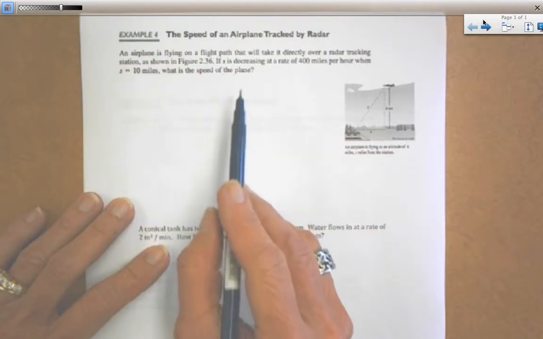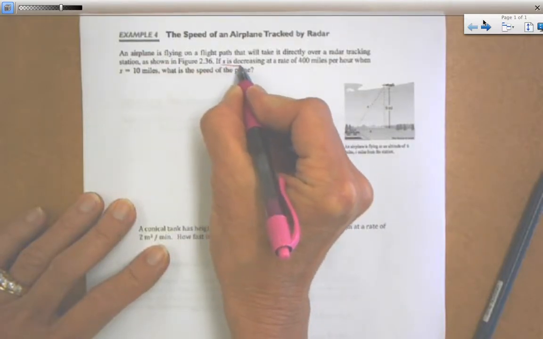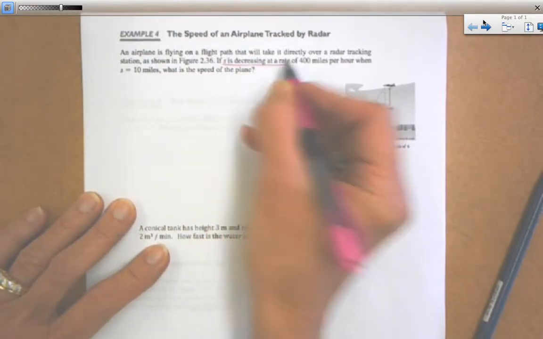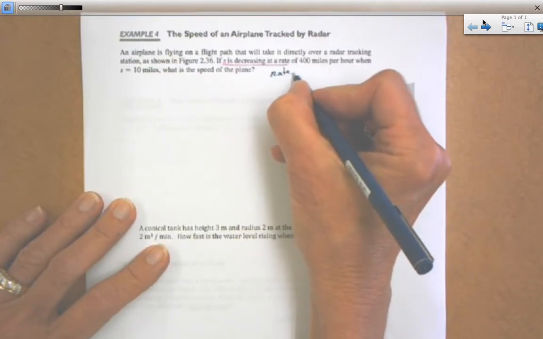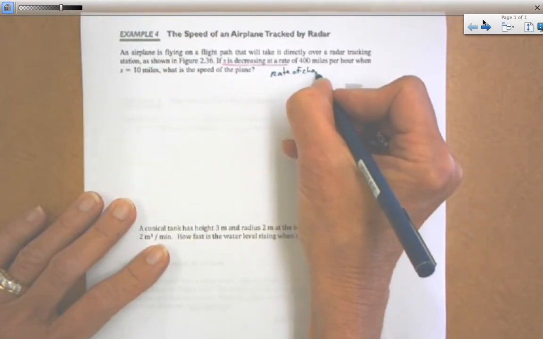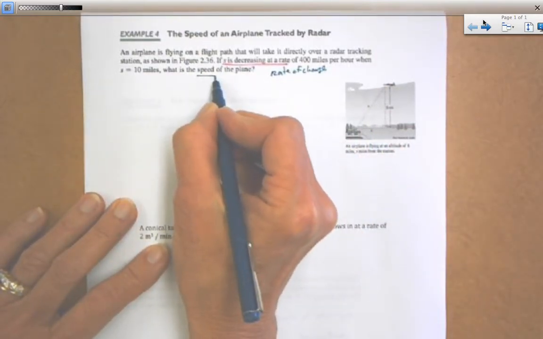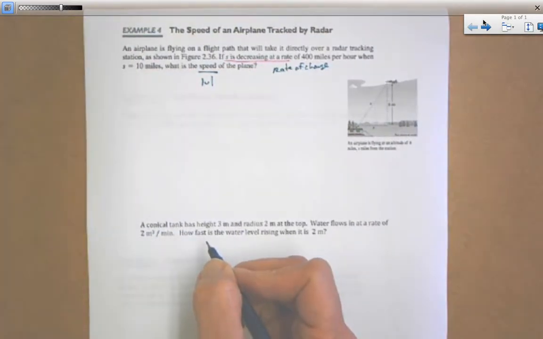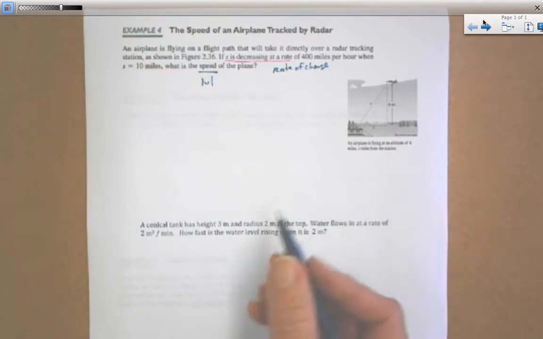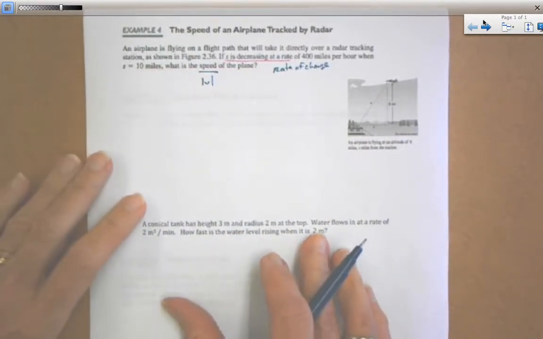So you've got a lot of words going on here. Let's first of all notice that it said S is decreasing at a rate. So then that's a rate of change. And speed is the absolute value of velocity. So we're going to have to remember how these things fit together. Those are pieces of information we're going to use as we go along. They're not going to be used at the beginning, but they can be.